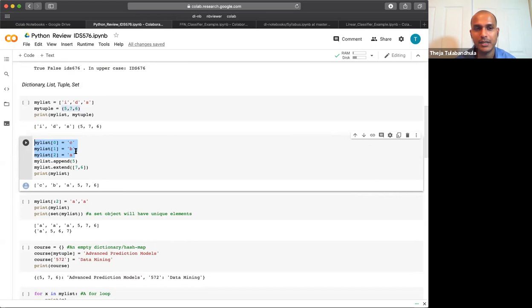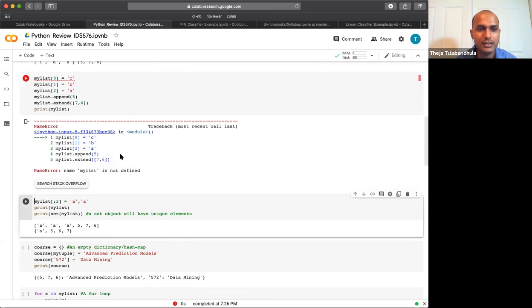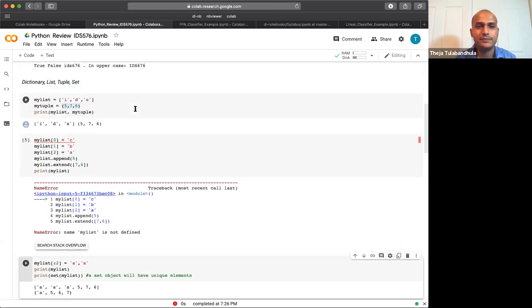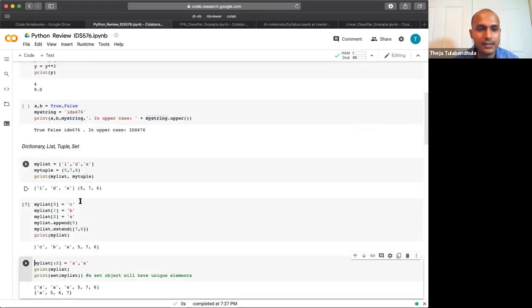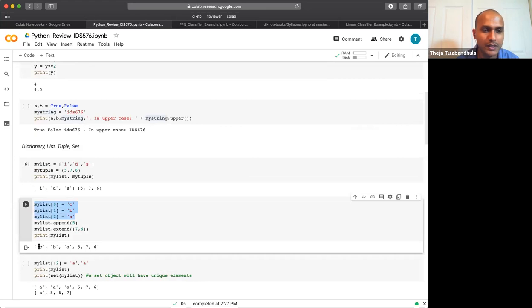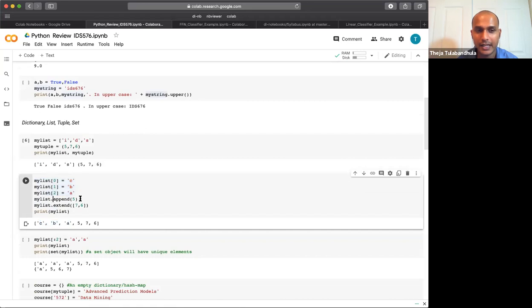So you can change elements in the list by setting them. By setting the first three coordinates to be C, B, and A, that's what we did. And there are a few extra nice things, like you can append an element to a list, a single element, like a number or a one-character string. You can also extend a list with another list. The 7, 6 with square brackets is also a list, and so you can extend the list.